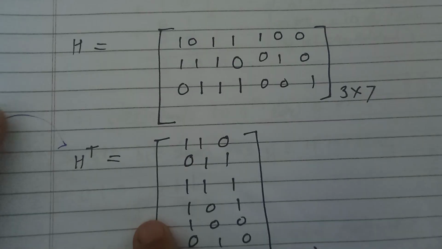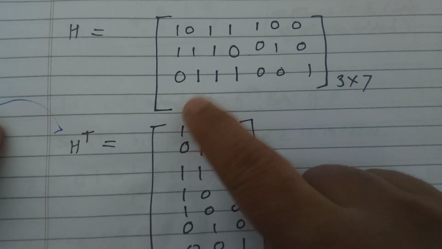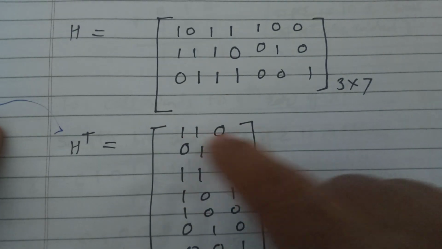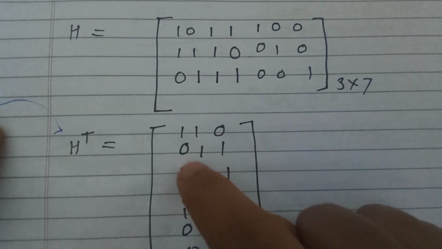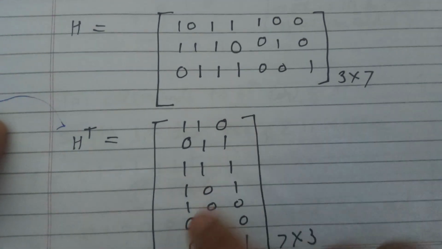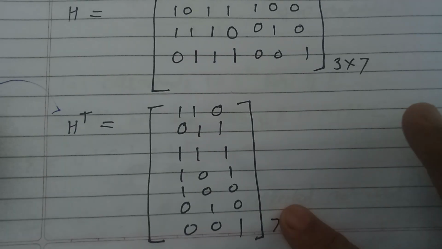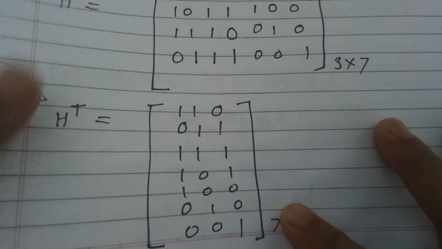After that you have to take the transpose of this parity check matrix. So the transpose is, this is a column, so make it a row. So 110, second column 011, so second row 011, 111, 111, 101. So you know how to take the transpose. So this is H^T. So the first step in case of decoding is you have to obtain H^T.